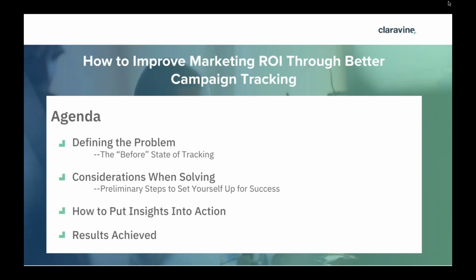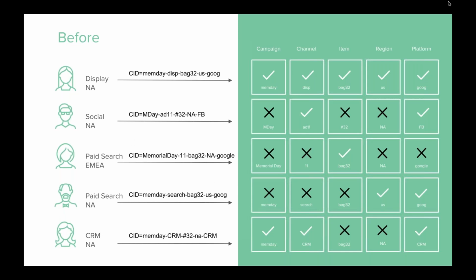From there, once we solved the issue of campaign tracking, how did we put those insights into action? And what did that ultimately translate to in the course of results for the business? So I'll be answering these questions from my own perspective as an analytics practitioner, as well as some ways to apply this to any company's situation. So let's start with the problem.